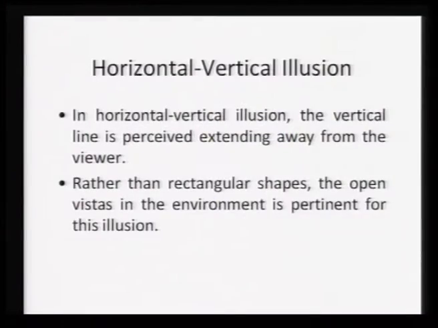In horizontal vertical illusion, the vertical line is perceived as extending away from the viewer, and rather than rectangular shapes, the open vistas in the environment are pertinent for this type of illusion. So, once again we see that what we actually see in our actual environment influences how we would have different types of illusions. Let us talk about the trapezoidal window illusion.